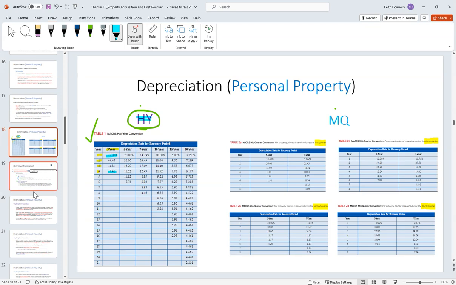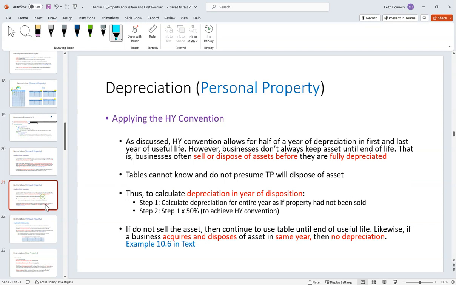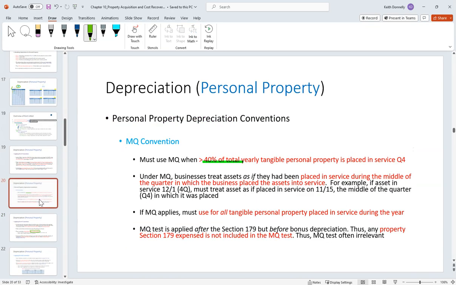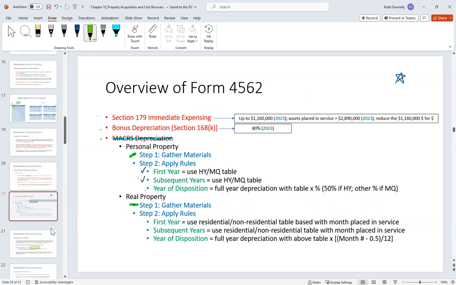So the setup becomes, what do we do in the year of sale, the year of disposition? If I bring my little chart down, I hope, nope, that's not it. Where is it at? Here it is. Let me bring it down.